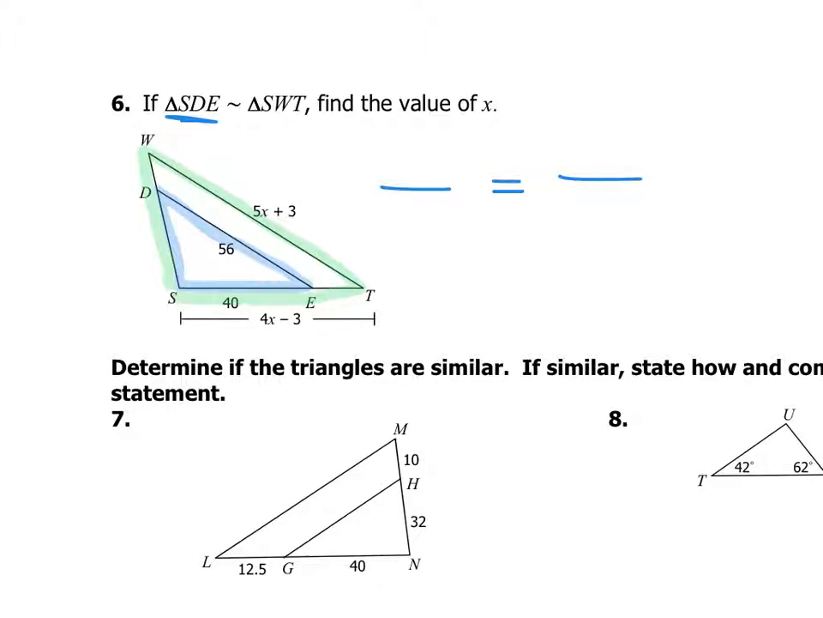So I'm going to say, okay, I'm going to start with 40. Okay, right there. So who does he correspond with in the bigger triangle? And again, that's SE, so you could look at the points. That's the first, third one, which means we need to look at the first and third one here, which is ST, which is 4x minus 3.